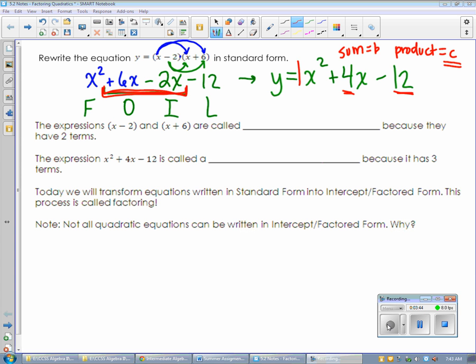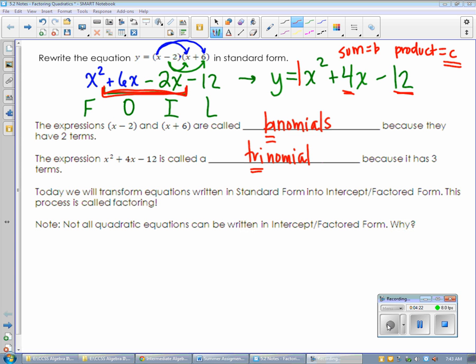Let's make sure that we understand some basic terminology, though. So the expressions x minus 2 and x plus 6 are called binomials. And we call them binomials because they have two terms. The expression x squared plus 4x minus 12 would be considered a trinomial because there are 3 terms. And so when it comes to factoring, there are several different processes that we're going to use, and those processes are actually going to depend on how many terms our equation involves. So today we're going to be transforming equations that are written in standard form into factored form.